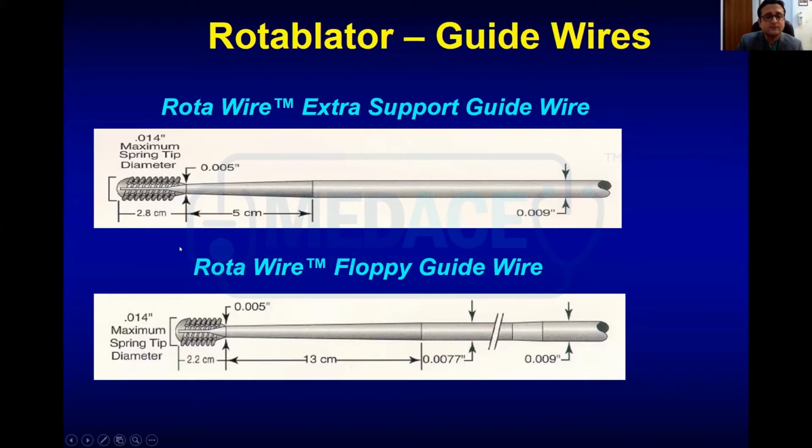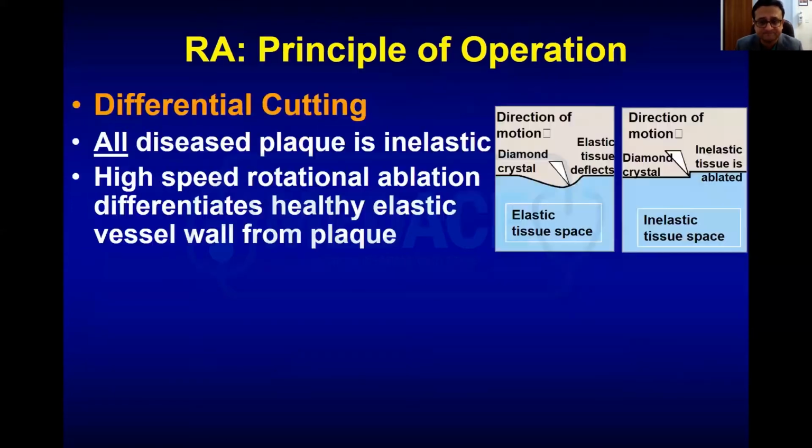So this floppy part helps in the more tortuous lesions where you don't want the vessel straightening, and then the stiff part gives support to the burr. For me, the main uses are in the ostial lesions, or sometimes in ISRs. I use it, but I think the majority of the work can easily be done with your Rota floppy wire, and it's a pretty good tool to have. And I think the majority of the time you don't really need the extra support wire.